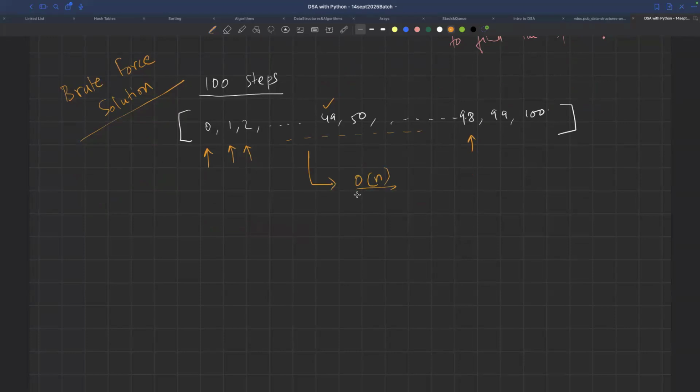Does everyone understand why I'm saying O of n? Correct? 1 floor, 1 step, 10 floors, 10 steps, 100 floors, 100 steps. It is growing linearly. I hope all of you understand the word linear. Linear means how this is growing, the same way this is also growing.